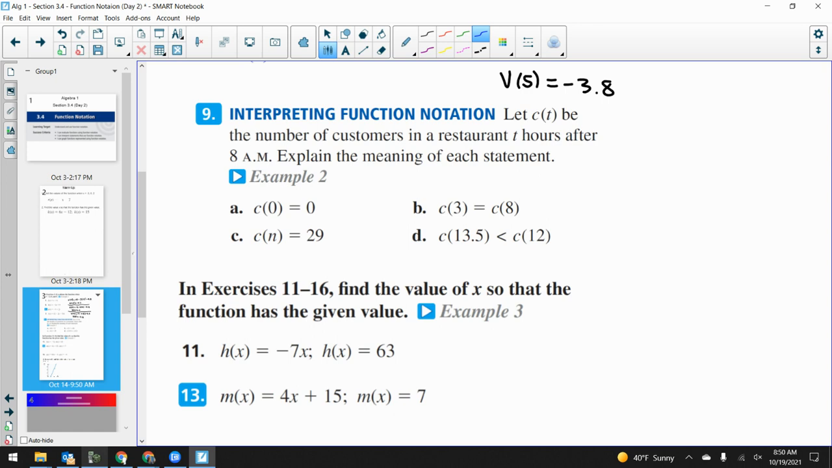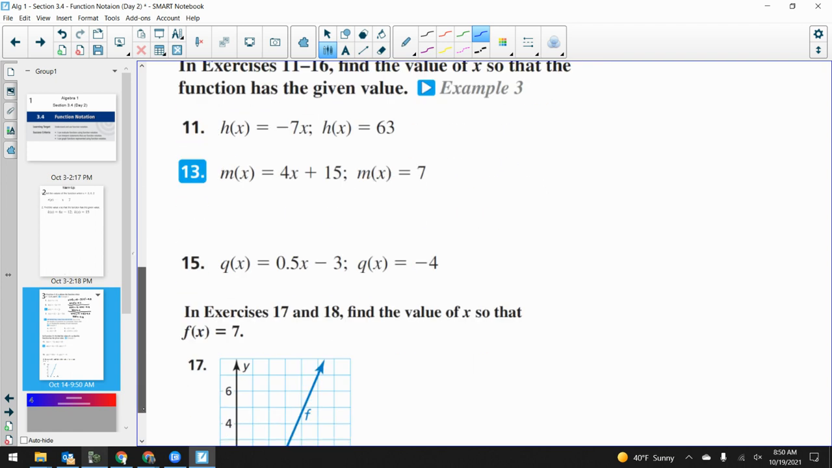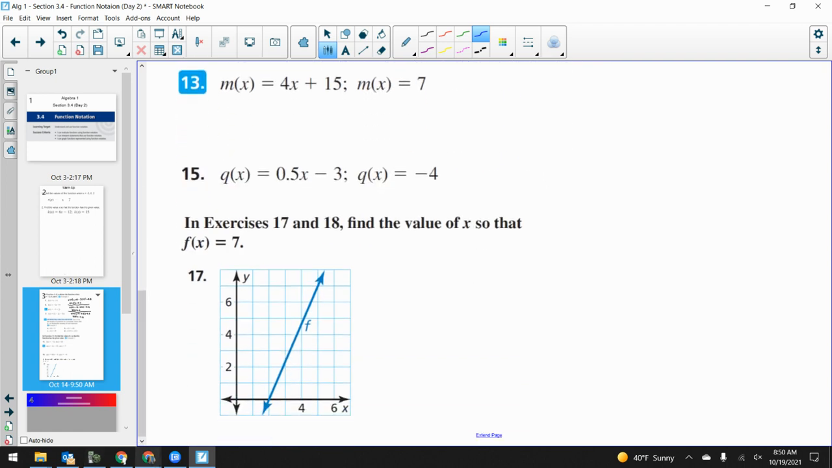Lastly, hopefully we were good with 11, 13, and 15. Number 17. I purposefully did not give you a problem yesterday in the notes like number 17 because I wanted to see how you did. Remember what the notation is saying. The notation is saying if f of x is 7. Now, what does f of x mean? What's another way to say f of x? F of x really means y in any equation. F of x and y are synonyms.